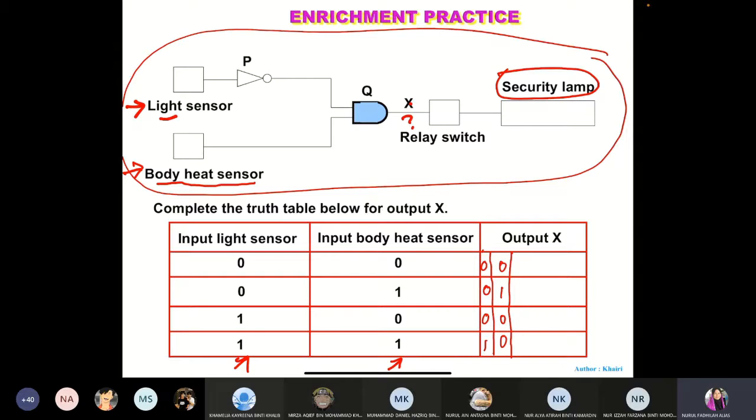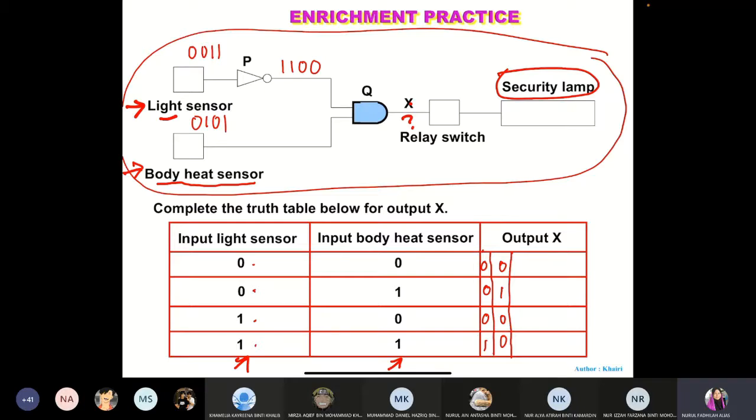So P here, P is after the light sensor. So now here 00, 0011 here. Body heat sensor here 0101. So you do this one first. After P, what happens? What's the result after P? 1100, because we have this NOT. And then here we have 1100 and 0101.